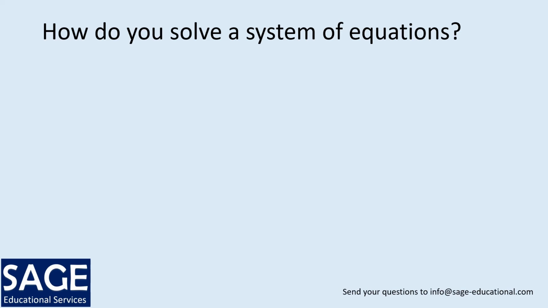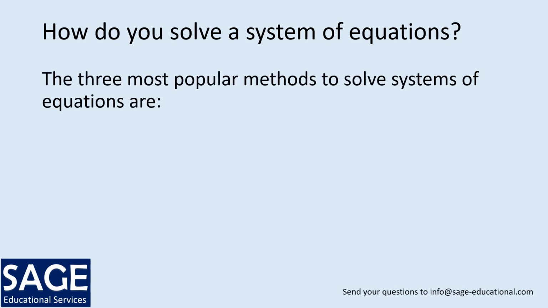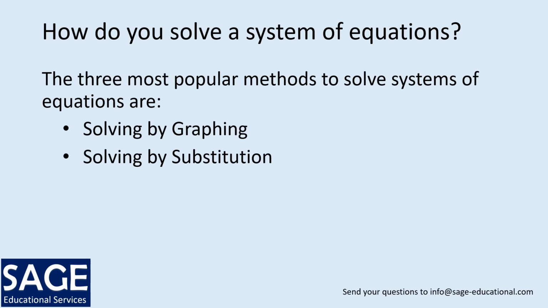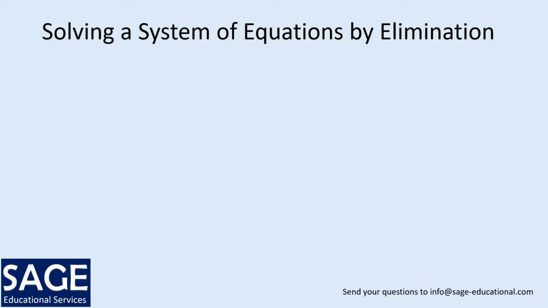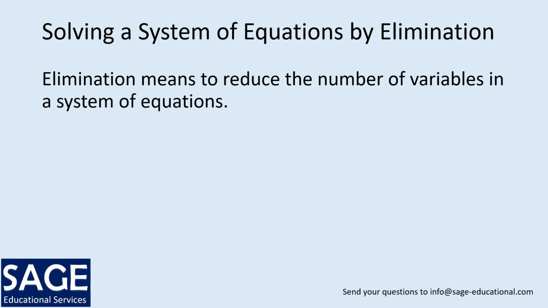There are three popular methods of solving systems of equations. Those three methods are solving by graphing, solving by substitution, and solving by elimination. In this video, we will solve examples using the elimination method. So the third method here is the one that we will be using in examples in this video. The question arises, what does it mean to solve a system of equations by elimination? Elimination means to reduce the number of variables in a system of equations. So as we try to solve equations, the first thing we will try to do is to reduce the number of variables in the system of equations.